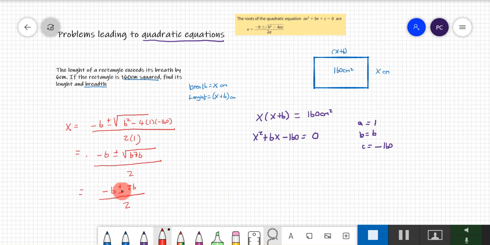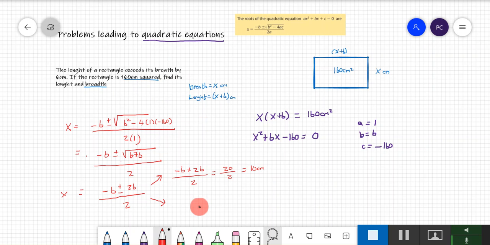divided by 2. Now, x is going to have two values. We're going to end up with one when this is positive and one when this is negative, so we want to write our two values like this. The first value is minus 6 plus 26 divided by 2. That's 20 divided by 2, which is equal to 10, and that's going to be 10 centimeters, because our question is in centimeters.